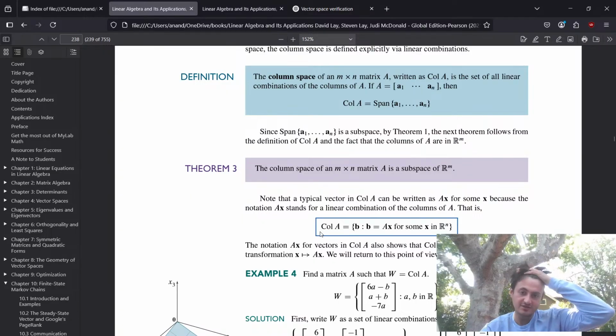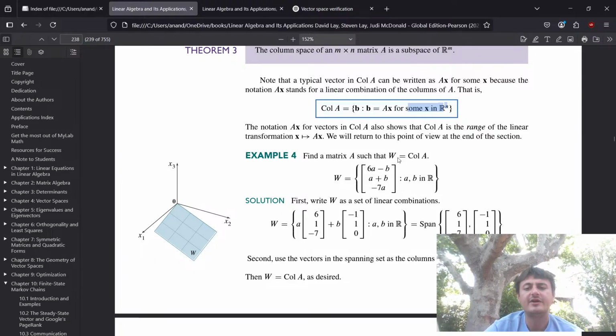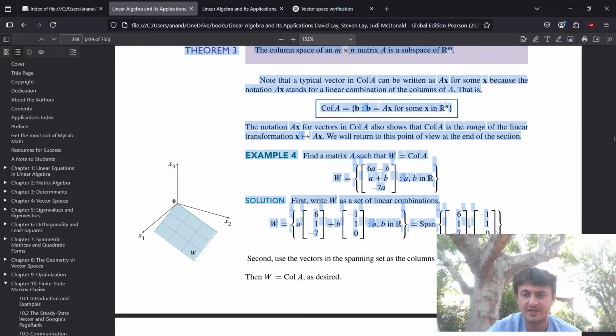Okay, that one's easy. Here's the definition written in a different way as the span, but it's the set of B such that B is equal to AX for some X in Rn. That one's easy. Find a matrix A such that W is equal to the column space of A. Okay, this one's a good problem because we have 3 equations and 2 unknowns. So we can end up rewriting this by splitting out the A's and the B's like this, and then we find our spanning set.